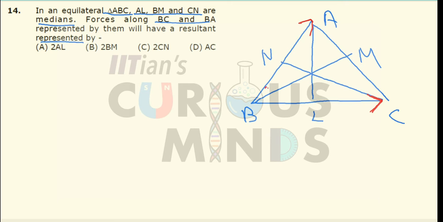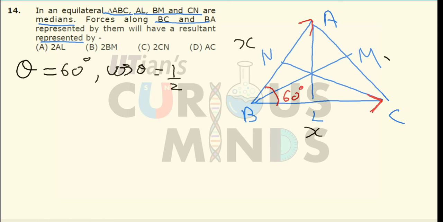The angle between BA and BC will be equal to 60 degrees. The angle between any two sides in an equilateral triangle will be equal to 60 degrees. So theta over here is equal to 60 degrees, and cos theta will be equal to half. Let us take any side as x.